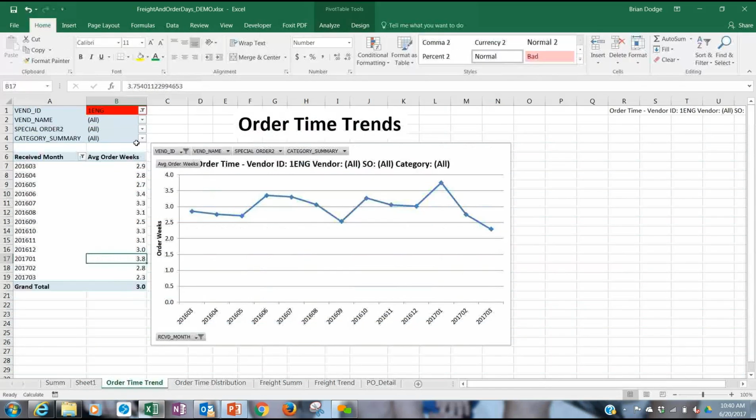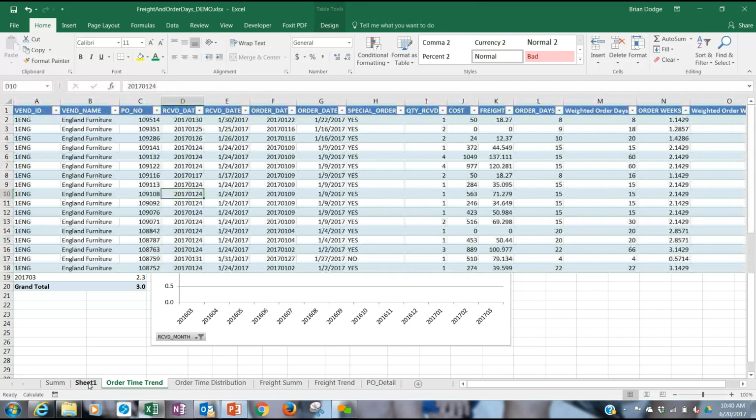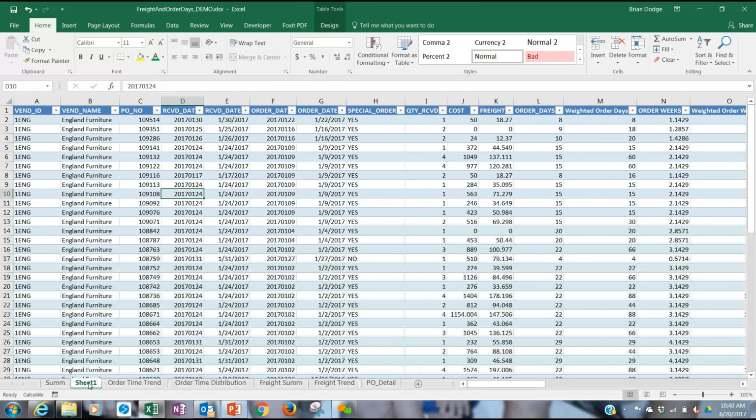You'll be able to tell that with the detailed information. So I just went to this cell where 3.8 is, double clicked on it, and it opened up a new sheet. You can see to the left of the order time trend, it's called Sheet 1. You can rename that sheet to whatever you like.